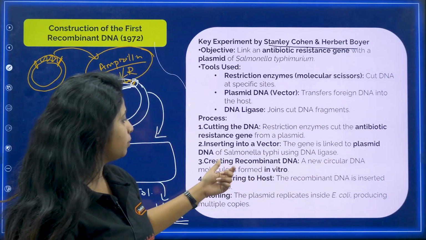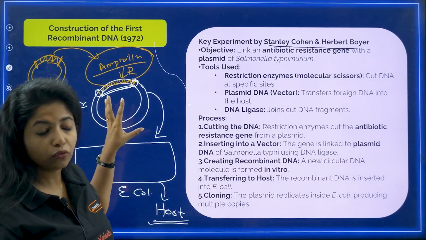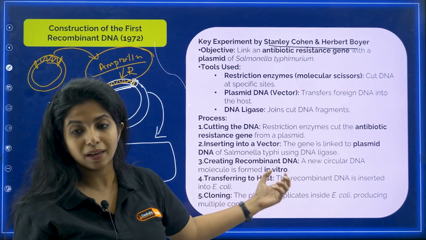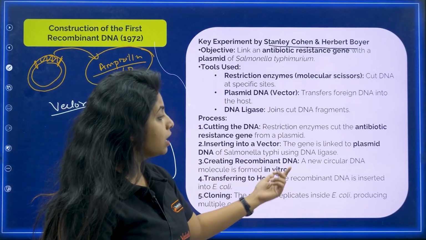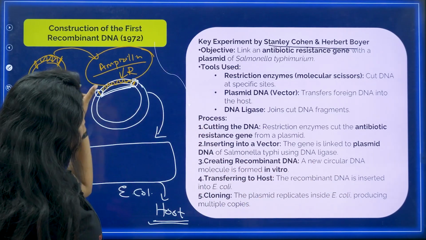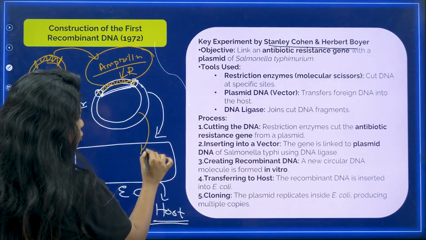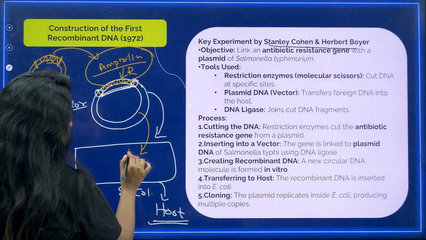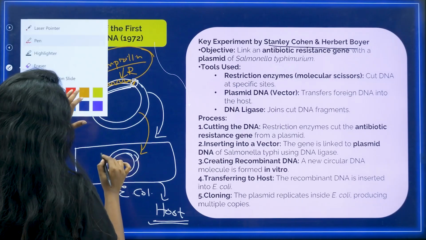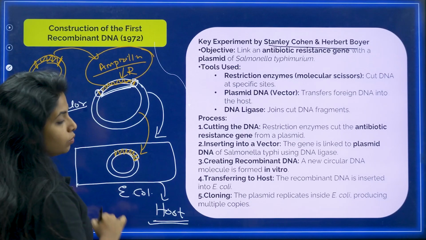A new circular DNA molecule is formed in vitro. Yes, I am able to form it in the lab. That is what in vitro means. Now transferring to the host. The recombinant DNA is inserted into the E. coli. Now this particular thing, my dear children, is put over here into the E. coli. That is the host cell. So this host cell will now be resistant to this antibiotic.